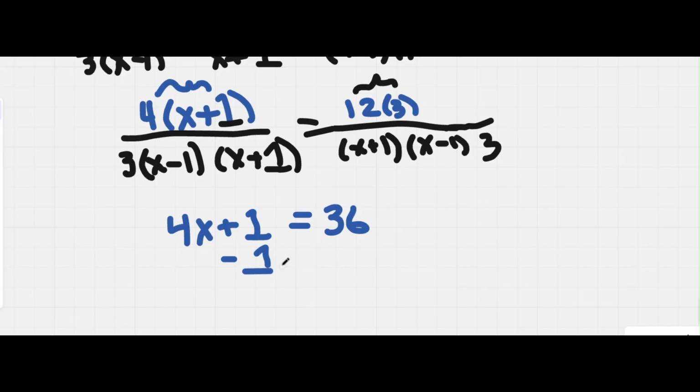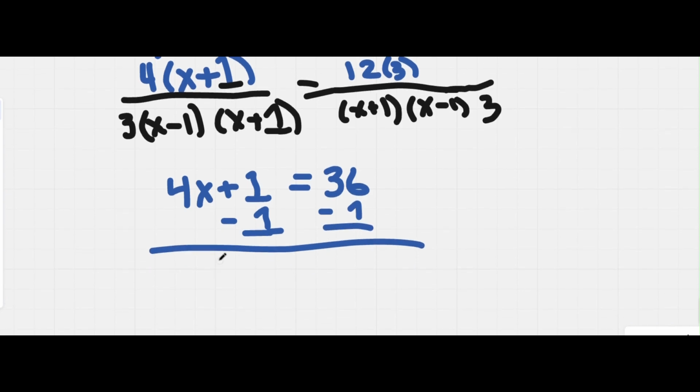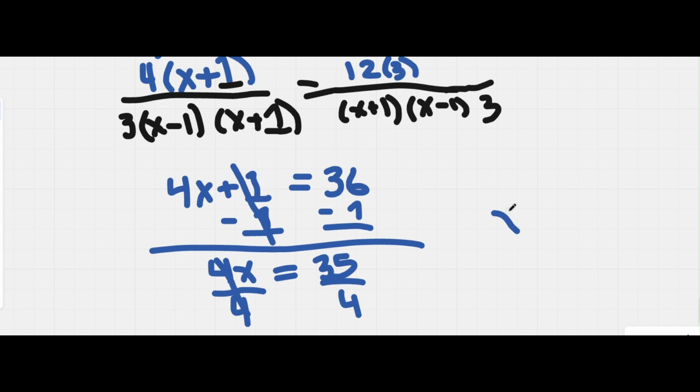So we're going to add 4 to both sides. Plus 4. And 4x equals 40. These two cancel. And then we're going to divide by 4 on both sides. And our final answer is going to be x equals 10.